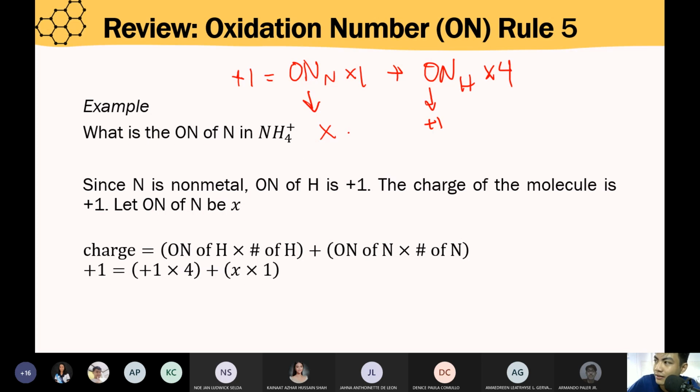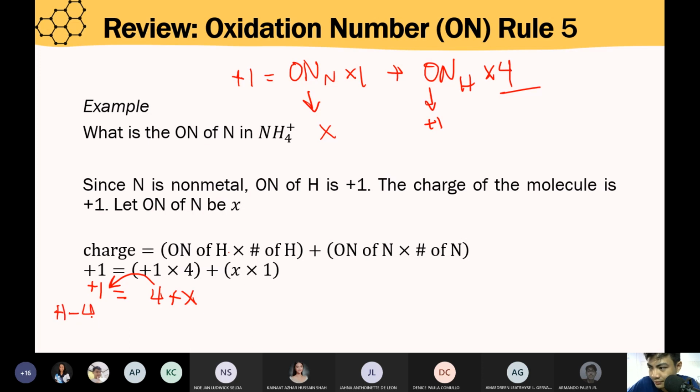Okay? So, yan. So, ito yan. Charge is positive 1. Hydrogen is positive 1 times 4. Apat kasi siya. And then you have your x for nitrogen and then 1 for the amount of hydrogen. Okay? So, this is just simple maths. So, 1. 4 times 1 is, of course, 4. X times 1 is, of course, x. Solve for x na. So, transpose mo yan to the other side. When you transpose it, its sign becomes negative.